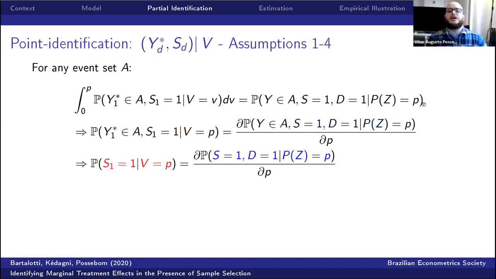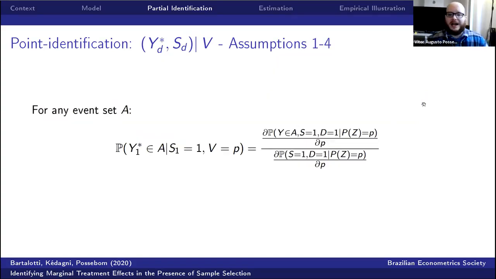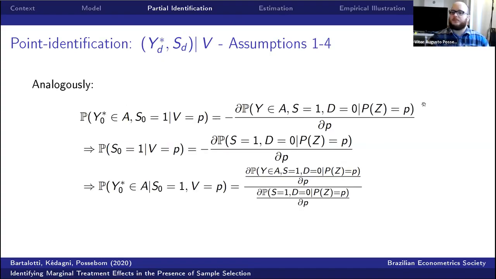Moreover, we can also identify the marginal distribution of employment, also using a derivative. And combining those two results, we can identify the conditional distribution of wages given employment and V using a ratio of derivatives. We have the same kind of results for the untreated state. Here we are just changing the value of D.